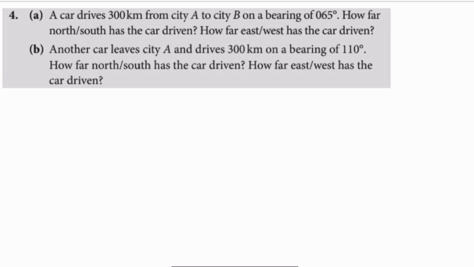Again, hopefully now you're getting better with the idea of north, south, east, west. And you know that if you're traveling on a bearing of 65 degrees, you are going to be in the northeast position once again, just like the previous problem. Now, when I get to part B, this car is driving on a bearing of 110. So in this case, we're more than 90, but less than 180. So that means that I'm going to be located southeast.